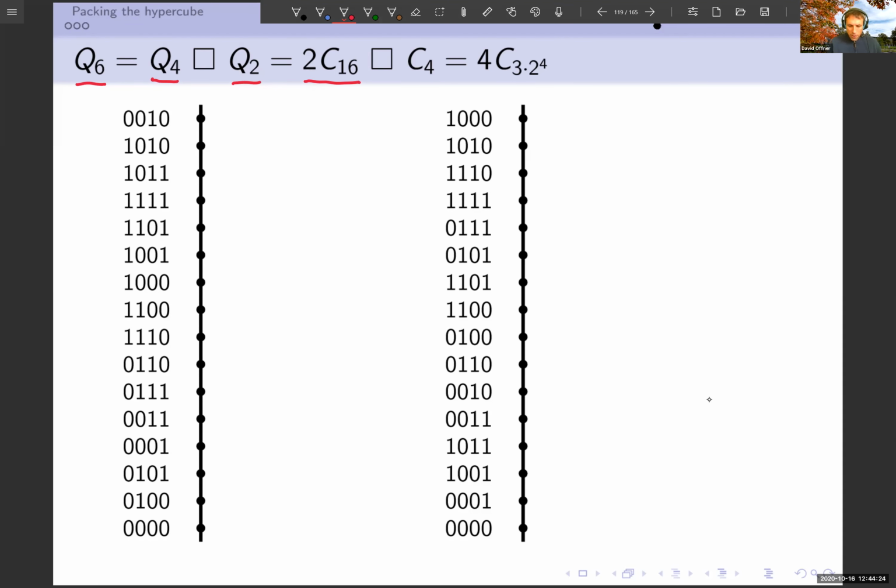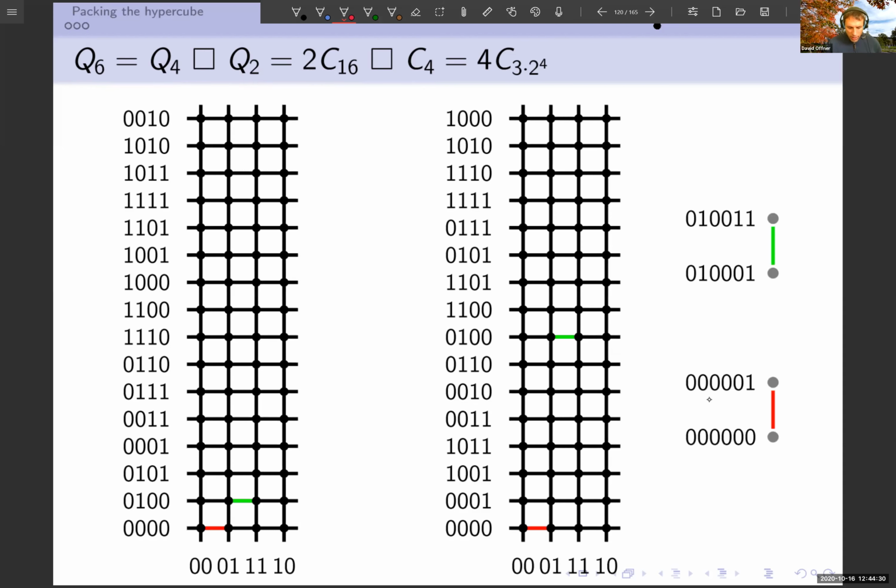Okay. So now I might think naively, okay, let's take the Cartesian product with C4, right? So we would get 2 toruses. What's the problem here? So I get all the vertical edges exactly once, right? Because the vertical cycles are different. But the horizontal cycles, I get every edge exactly twice, right?